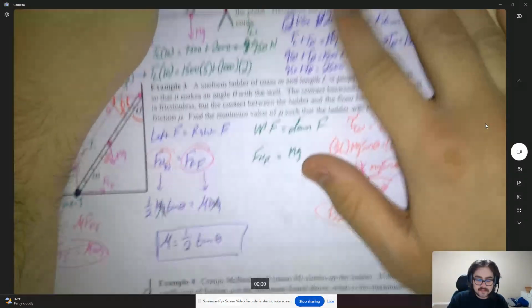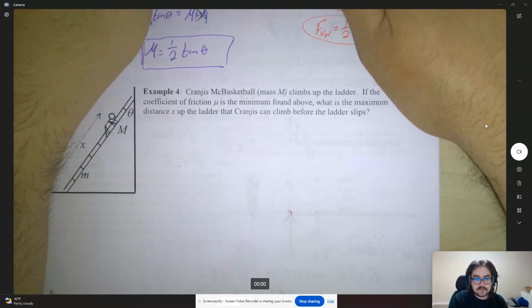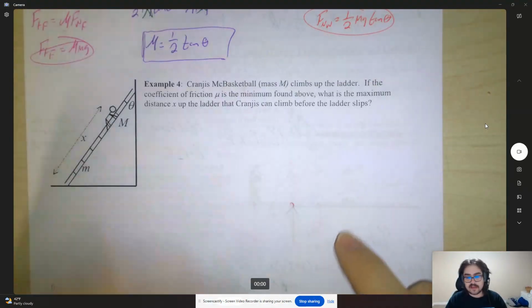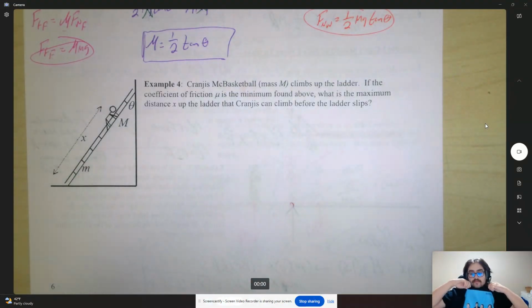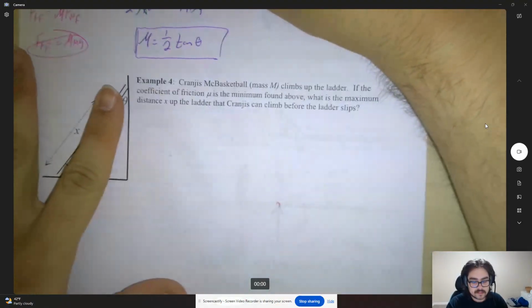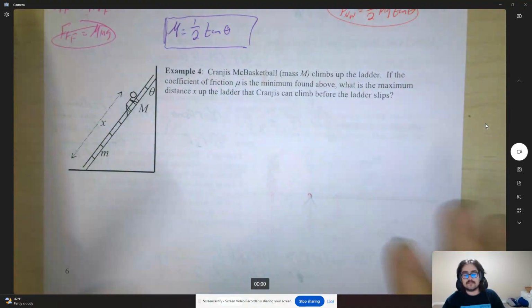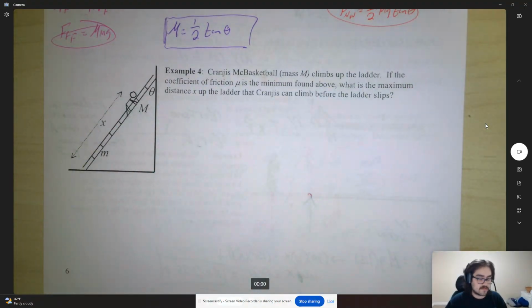Okay, and then the final example for this section is over a guy named Crangus McBasketball, which is an Impractical Jokers reference. You can see I'm wearing the Impractical Jokers on this shirt. Crangus McBasketball. He's a character that was in Impractical Jokers for a minute. It was kind of silly. I mean, not even a character. It was a fake name that was given.